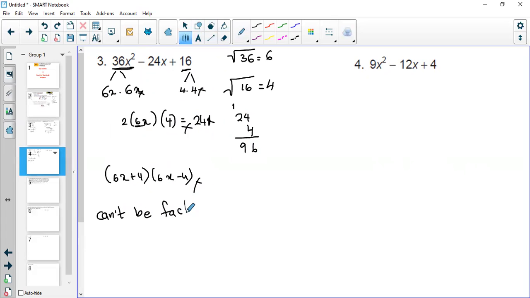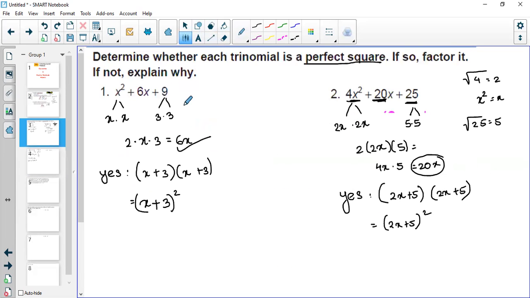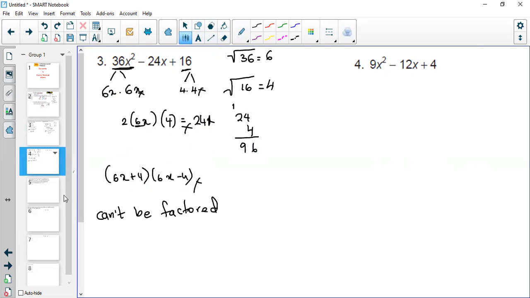Now they said, say why that cannot be factored. They did say that in the question, right? They said, if so, factor it. If not, explain why. So how are you going to say that you cannot factor this? You need to give this reason: because 2 multiplied by 6x multiplied by 4 is not equal to 24x. You need to write it in this way. This is why we cannot factorize it. Because if we would be able to factorize, we need to get a negative 24 there, but we are not able to. So we need to give the reason. This is why we cannot factorize.